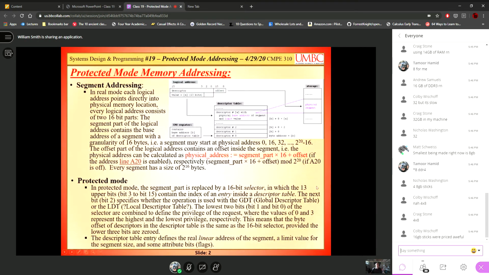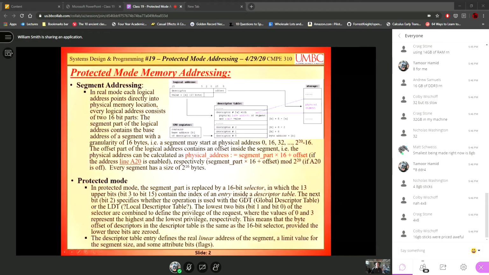And now we start peeling off some of these bits and we use them for special applications. The 13 upper bits contain the index to an entry inside a descriptor table. The next bit specifies whether the operation is used with the GDT, the global descriptor table, or the LDT, and I think that's local descriptor table.